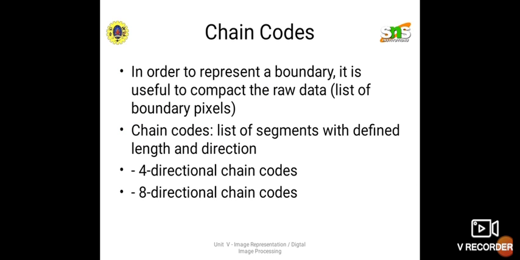In order to represent a boundary, it is useful to compact the raw data. Normally raw data contains a lot of pixels, so in order to reduce that, we go for this type of representation, chain codes. A chain code is nothing but a list of segments with defined length and direction. There are two types of chain codes: one is 4 directional chain code, and the other is 8 directional.